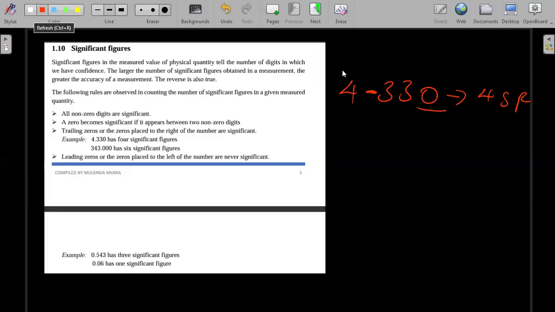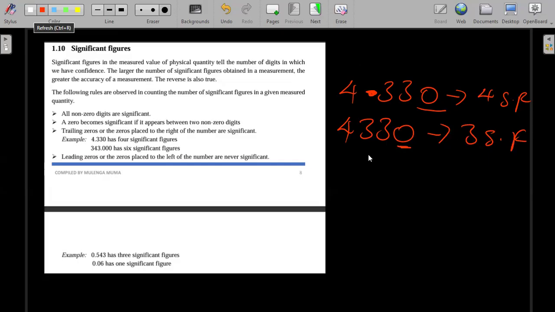Now let's say we don't have a decimal place there. You have, let's say, 4330. This is still a trailing zero, but there's no decimal place here. So this is not going to be a significant figure. In this case, you end up having 3 significant figures in this number. So trailing zeros after a decimal point are significant, but if there's no decimal point like in here, it's not going to be a significant figure.